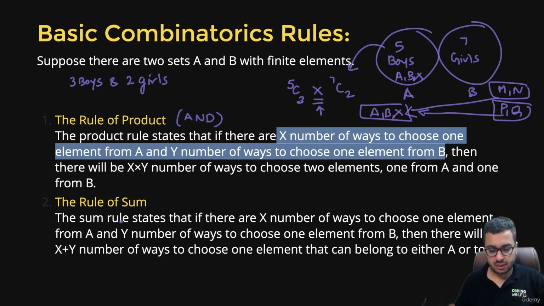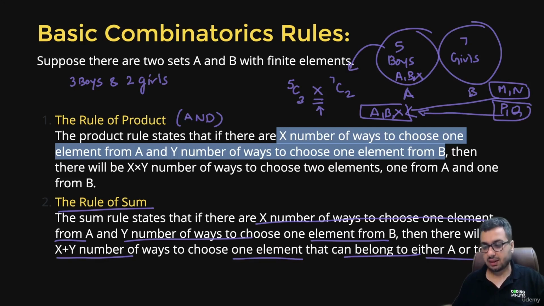Okay, the rule of sum, let's talk about the rule of sum. The rule of sum states if x number of ways are there to choose one element from set A, and y is the number of ways to choose some element from set B, there will be x plus y number of ways to choose one element that can belong to either set A or B. So if the question is choose either 3 boys or 2 girls, in how many ways can you pick?